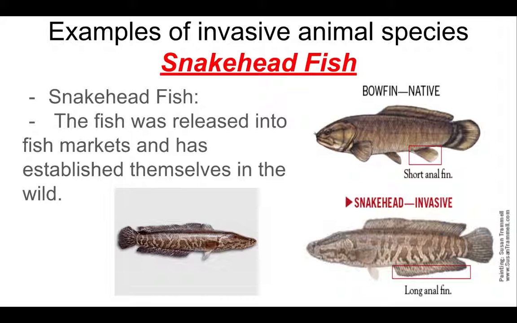Examples of invasive animal species. The snakehead fish. To the right I have a bowfin, which is a native fish of America. It has a short anal fin, while the invasive snakehead has a long anal fin, which is what we like to call the butt of the fish.